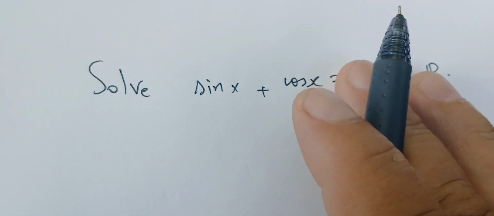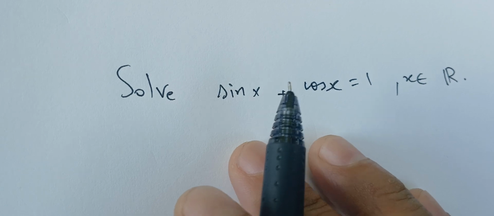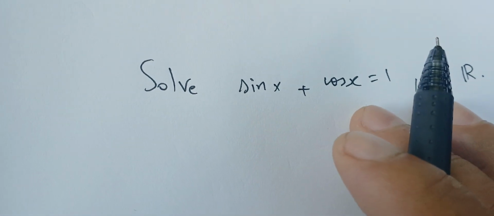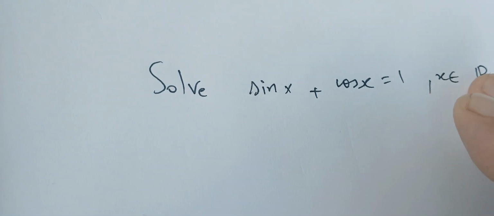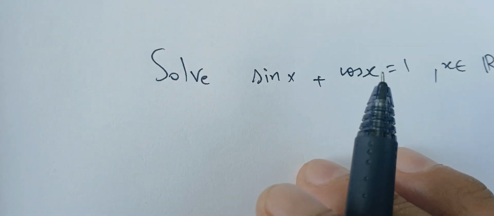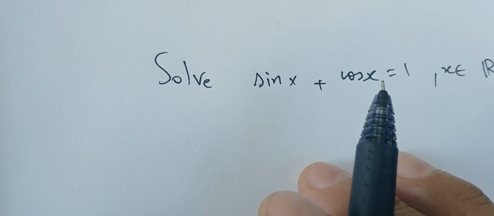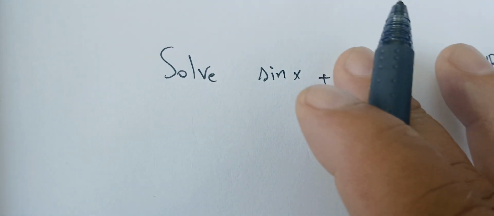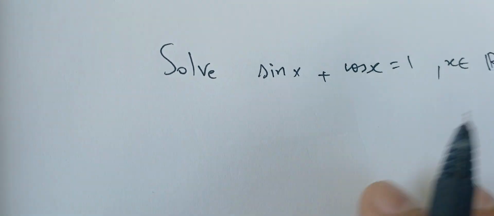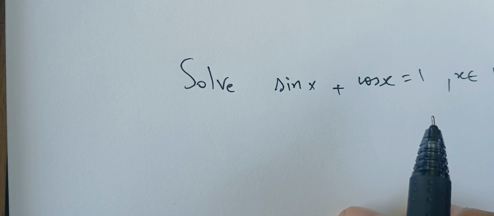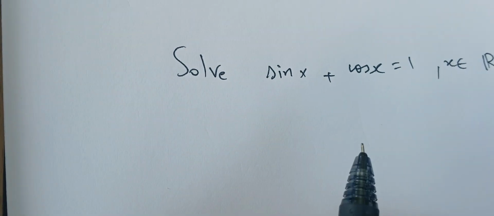Let's solve the following equation. In our case now, we want to find the x in R such that sine of x plus cosine of x is 1. When we have this kind of equation, we can use the sum formula to find an easy expression to find.